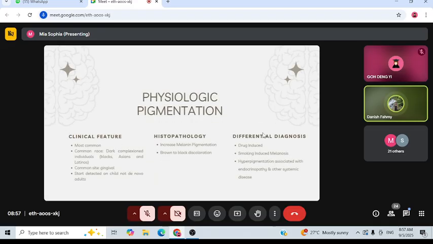The first one is physiologic pigmentation. The clinical feature is that this is the most common multifocal diffuse pigmentation. It is common in darker-skinned individuals, for example, Blacks, Asians, and Latinos. The common site is the gingiva, starting to be detected in childhood, not de novo in adults. For histopathology, there is increased melanin pigmentation with brown to black discoloration. The differential diagnosis of this lesion is drug-induced or smoking-induced melanosis, and hyperpigmentation associated with endocrinopathy and other systemic disease.